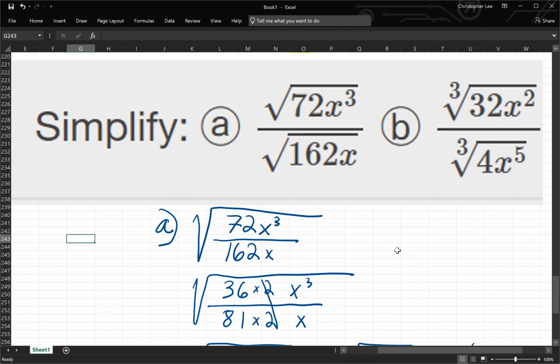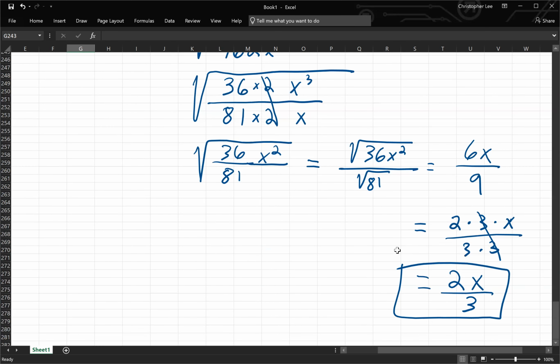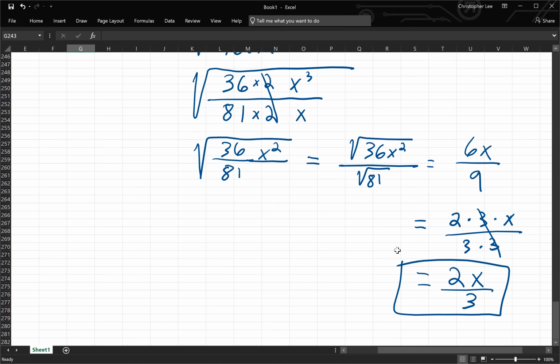Let me grab B real quick and try B out. There you go. So all I'm really doing, I'm just finding like common factors and I'm just knocking them out. Bam, bam, bam, bam. That's it. Real simple.